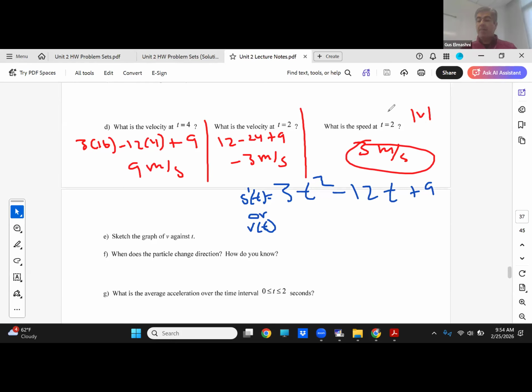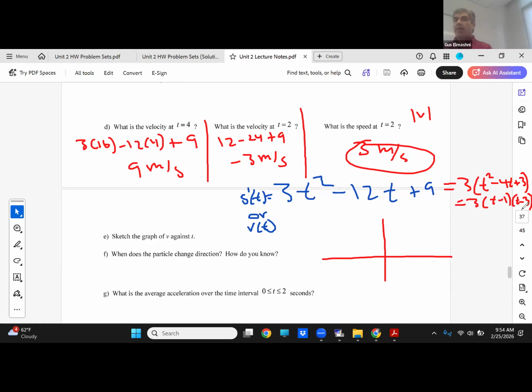Now let's sketch the graph of V of t. You can actually factor out 3 from this, right? Does that make sense? And you continue factoring further. Now you're starting to see, I know it's not super practical, but kind of a real life scenario where factoring could help. Because by factoring it, where are my x-intercepts?